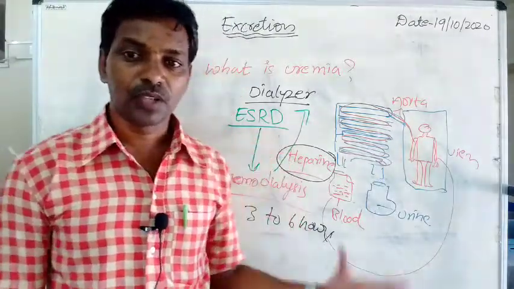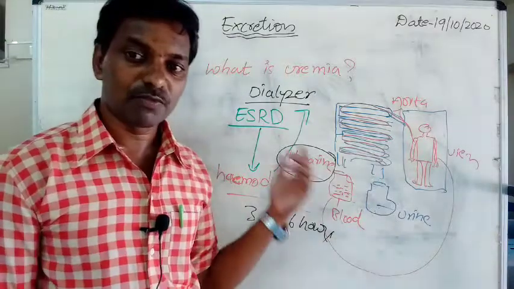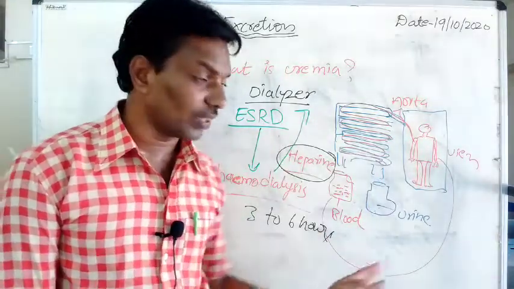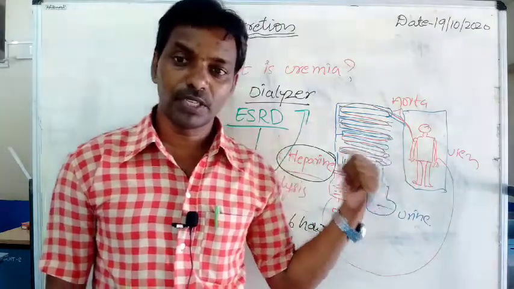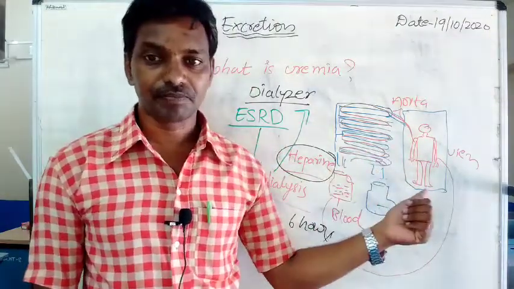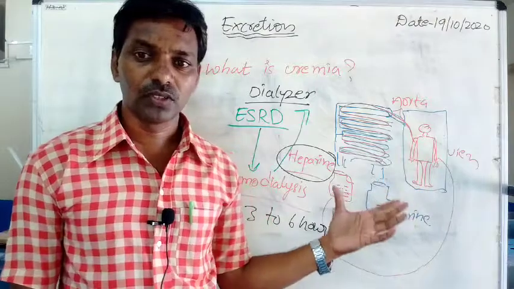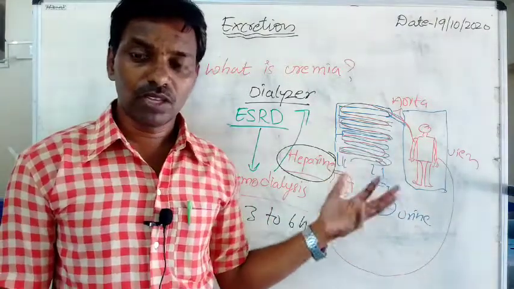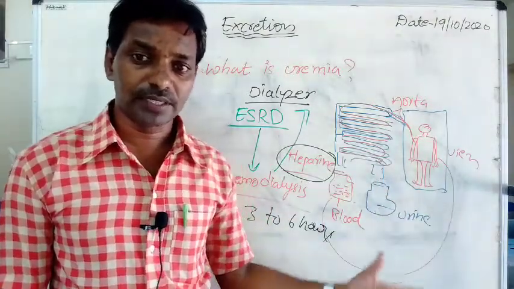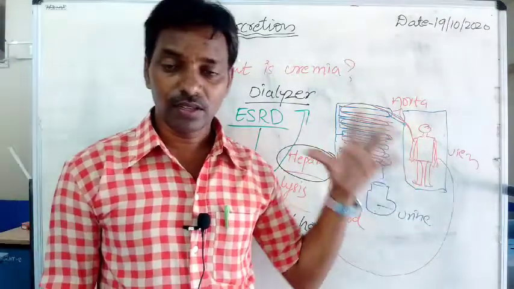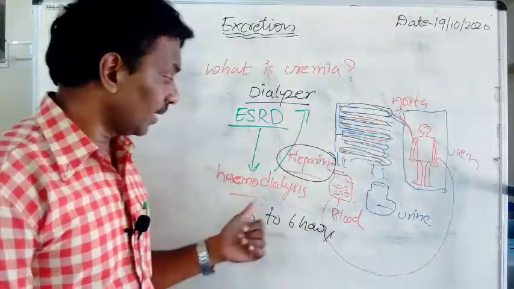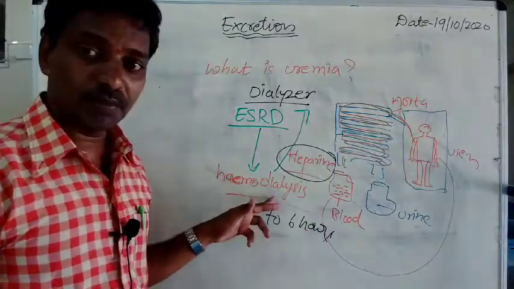But here urine and blood are separated. After collecting the blood, we want to inject it again into our body. So this is the difference between dialysis and the kidney. There is a major difference. In a normal condition only urine is expelled out, but here urine is separated and blood is separated. Blood we want to inject again into our body. That is the condition.